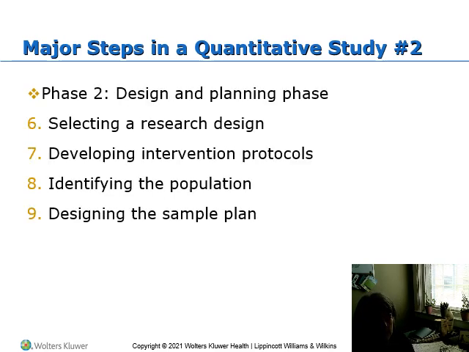Phase 2 is really design and planning, and this is selecting your research design, and we'll get into definitions of different types of research design when we get more in depth into quantitative study. Developing those interventional protocols: who are we going to be studying it on, or who is the population, and designing the sampling plan. So what are we going to intervene with? How do we define that? What are those operational definitions? What is the plan to intervene on that population?